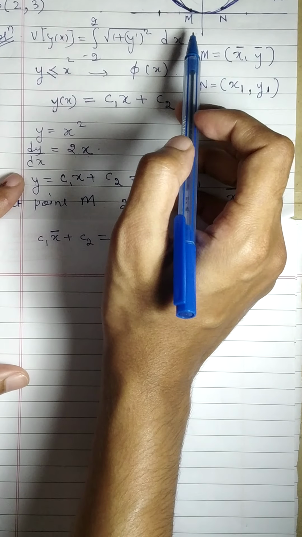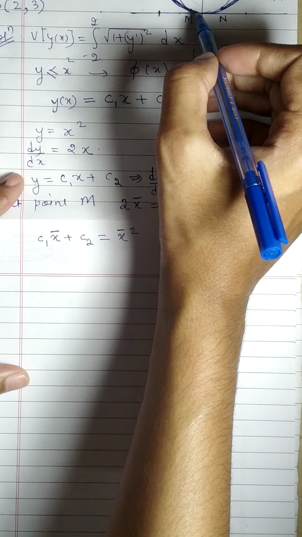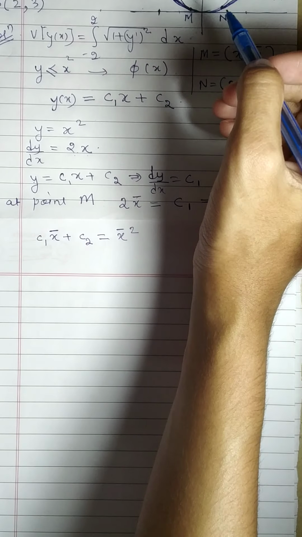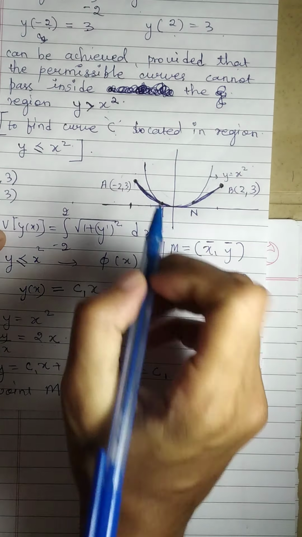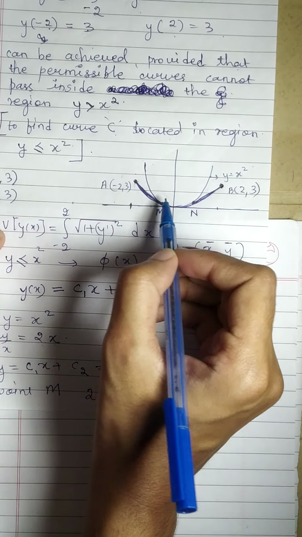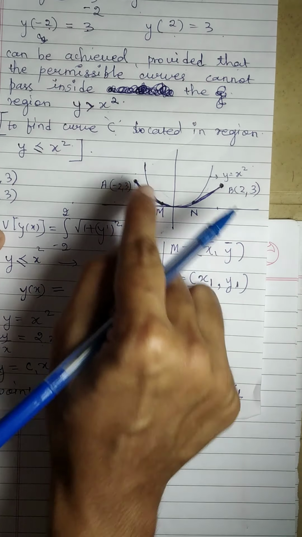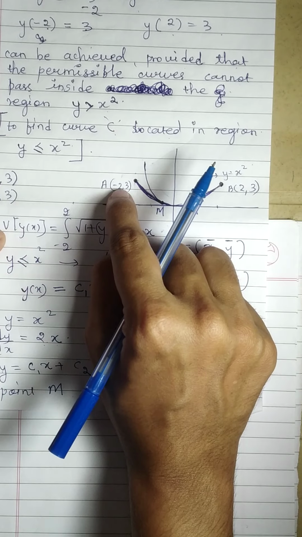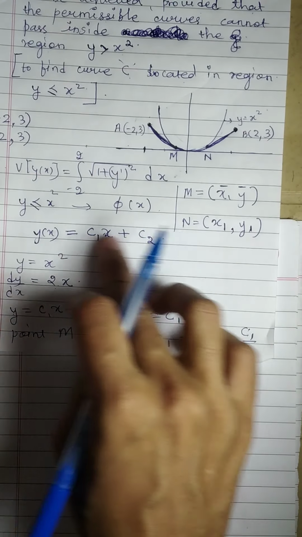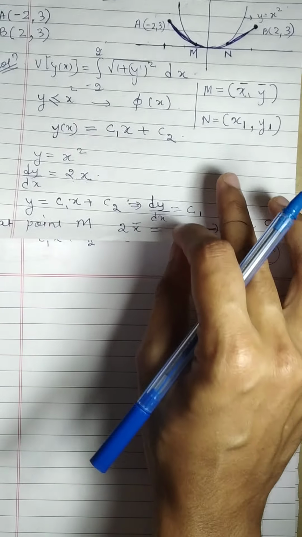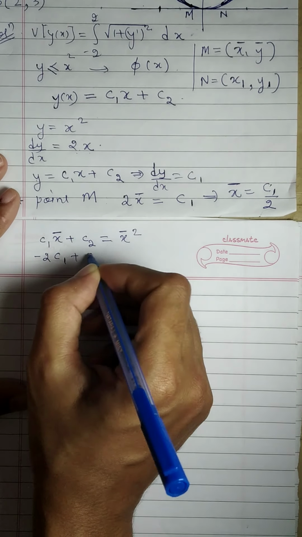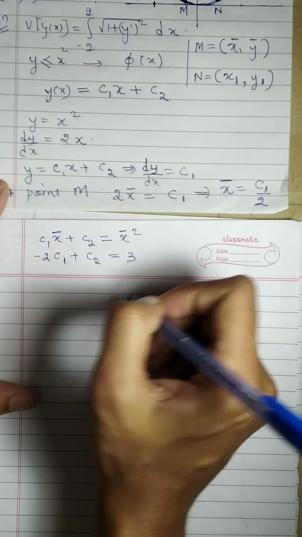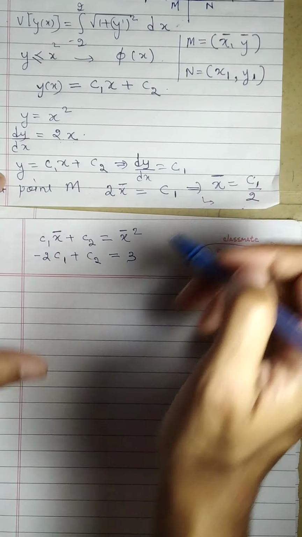Also notice that this portion also passes through this point. That means this equation is also satisfied at this point. So if we substitute this here, we will get minus 2 into C1 plus C2 is equal to 3. So these are the various conditions that we have.